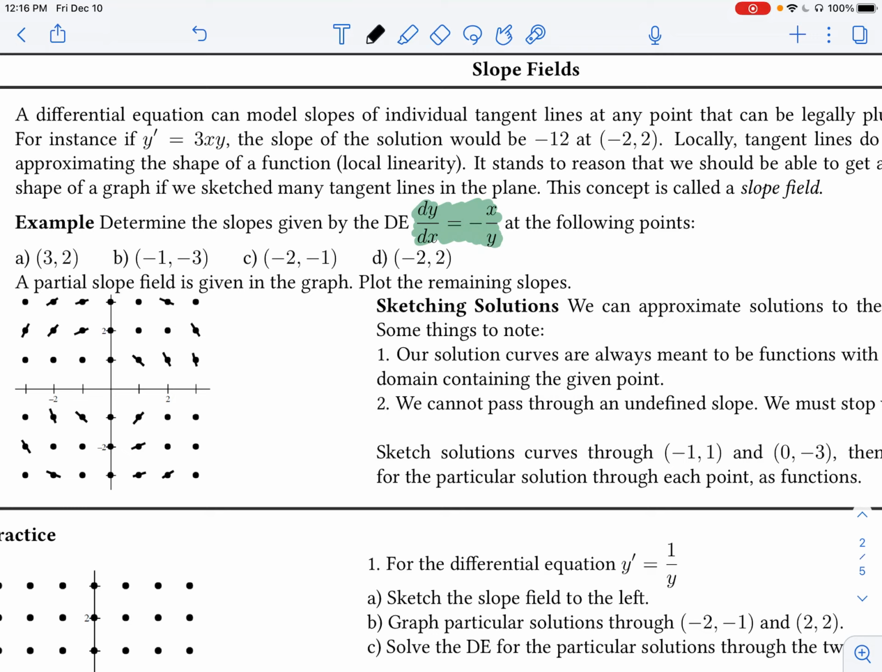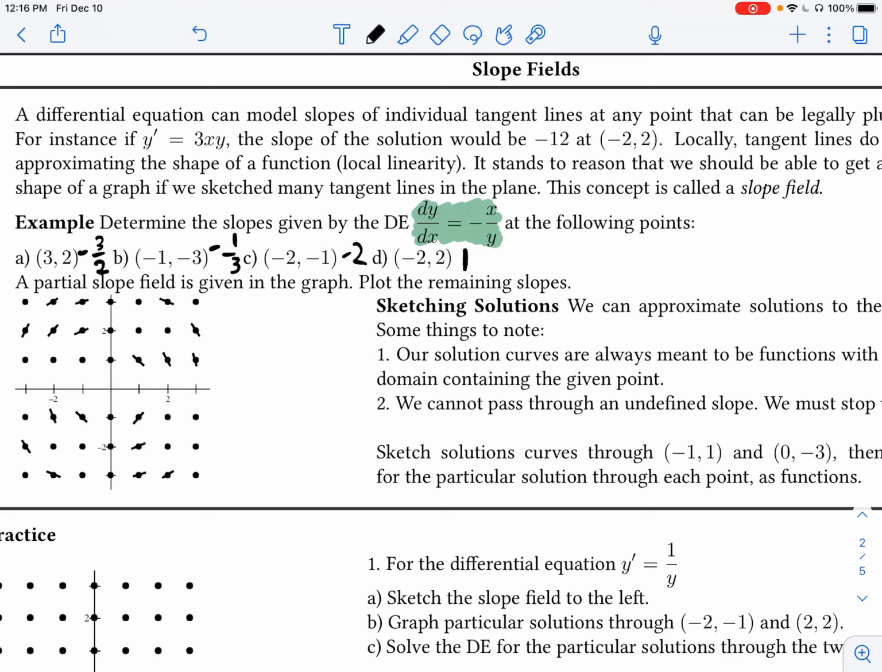So at these points, can we find the slopes? At the point (3, 2), for example, we know that our x is 3, our y is 2, and our differential equation says x over y, so 3 over 2, and then we are going to flip its sign. What about for part B? Our x would be -1 over -3, which is equivalent to just positive 1 over positive 3, and then we are going to flip its sign. So can you find the slopes for part C and D? Well, we should hopefully have found -2 is the slope of the tangent line at the point (-2, -1), and 1 is the slope of the tangent line at the point (-2, 2).